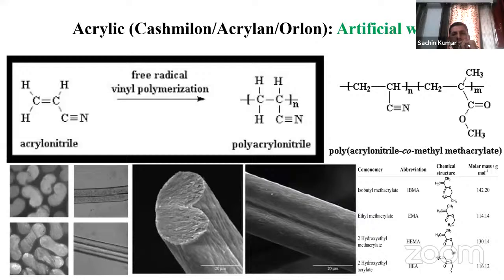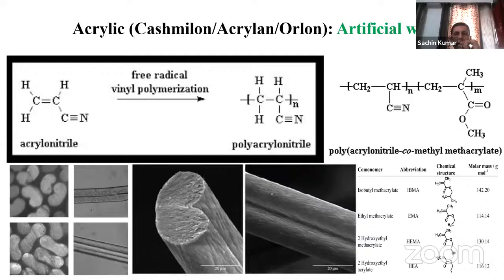The product which we wear in winter, which is not wool, is basically this acrylic. It is made up of a monomer, acrylonitrile, by free radical polymerization. It is converted into polyacrylonitrile. If we make a 100% acrylonitrile without using any comonomer, it is a highly crystalline material, and we can't dye it. So we always use some comonomer, which reduces its crystallinity, so we can dye it and make it hygroscopic, which is useful.